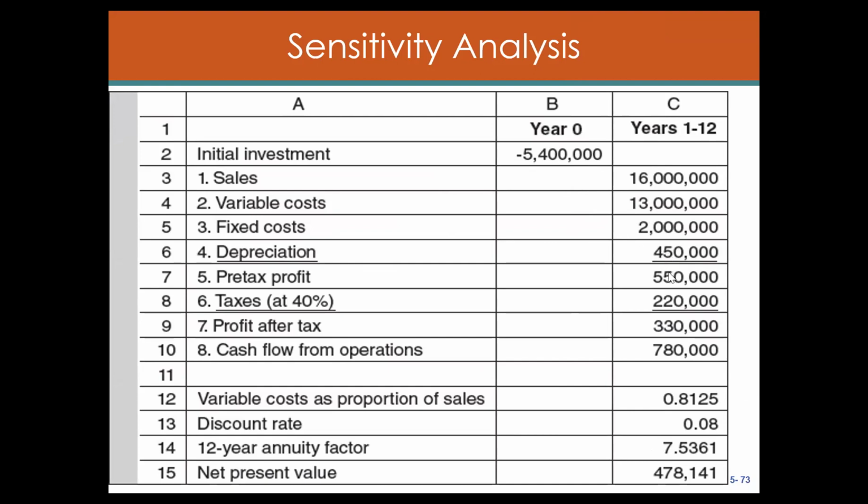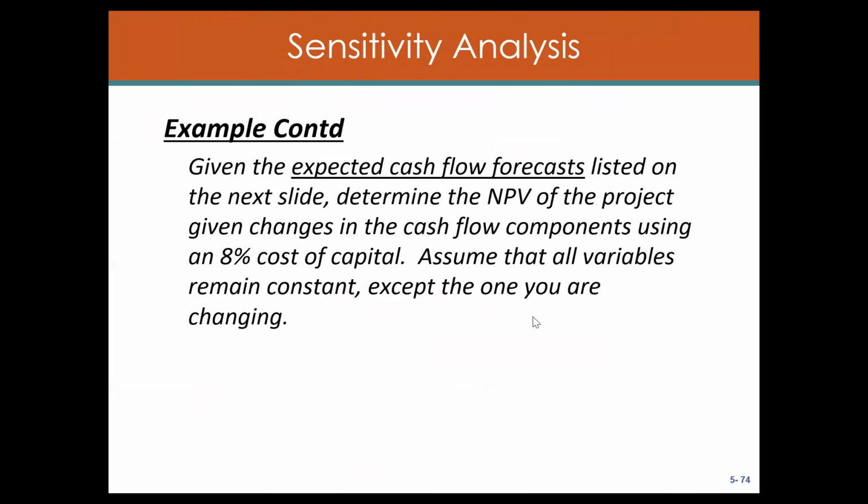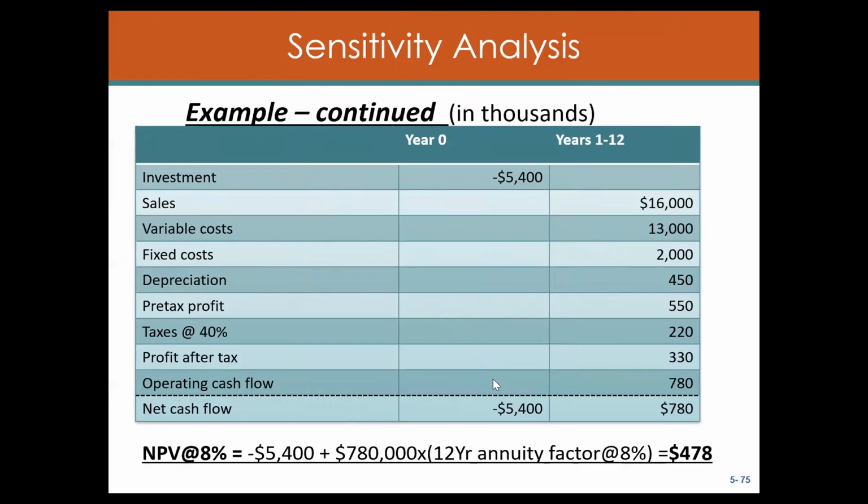Depending upon whatever you're using, you use straight line or ACRS. Here, straight line is used. So now assume that all the variables remain constant and the cost of capital is 8%. So if you discount that, what do you get? So my net present value, $780,000 cash flow I'm getting. Present value of that cash flow is, I discount it at 8%.